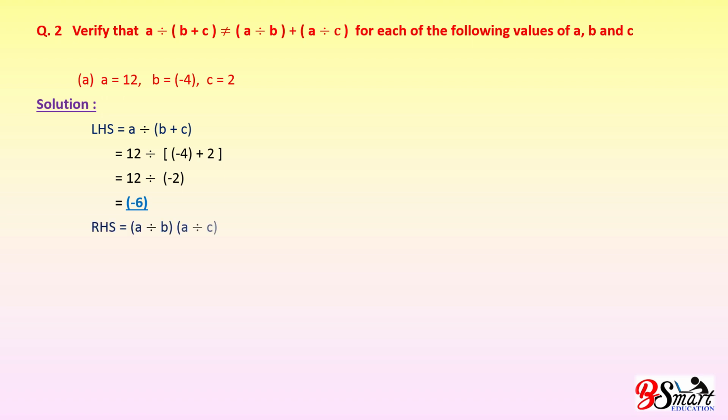RHS equals (A divided by B) plus (A divided by C). A means 12, B means minus 4. In the next bracket, A means 12, C means 2. Now 12 divided by minus 4. So 4 threes are 12, minus 3, and 2 sixes are 12, plus 6. Minus plus minus, so we get 3 as the answer. Minus 6 is not equal to 3. Therefore LHS is not equal to RHS.